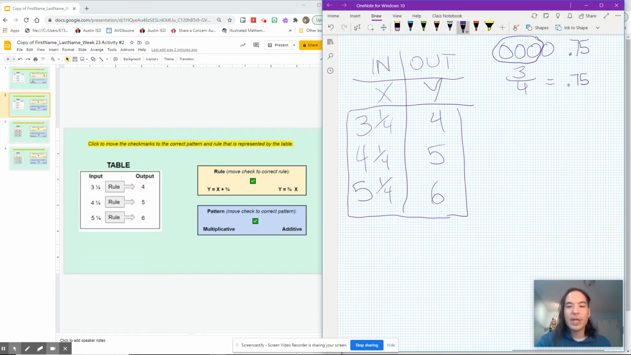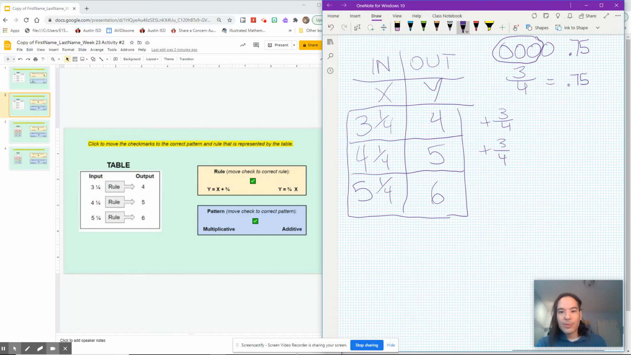Because if I see this as money, I'm like 3.25. How much money do I need to make $4? I need 75 cents, which is adding 3/4 of a dollar, right? The second one, if I have $4.25, how much do I need to make $5? I need to add 75 cents, which is 3/4 of a dollar. I'm using these fractions instead of the decimal because all of my numbers in my x column are fractions.